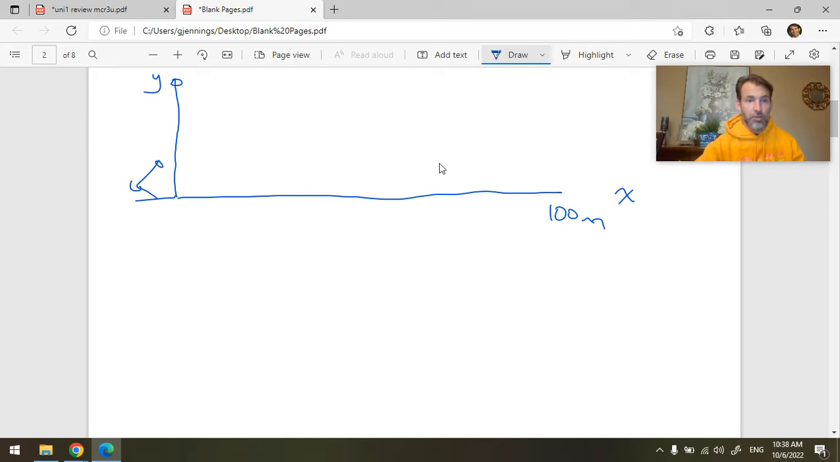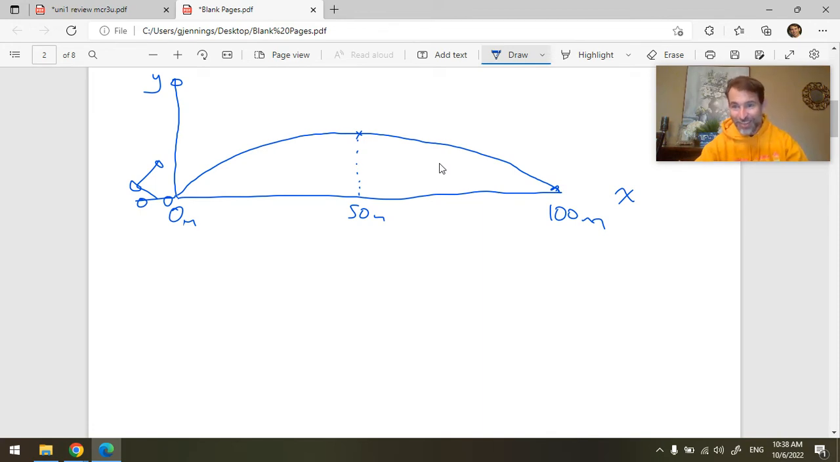Okay, that's a picture of a catapult, everyone. It launches it right from the edge here, wee, like this, 100 meters. I've been asked to find the highest point. I can predict that the highest point will happen at 50 meters, because that happens to be the average of 0 meters and 100 meters.